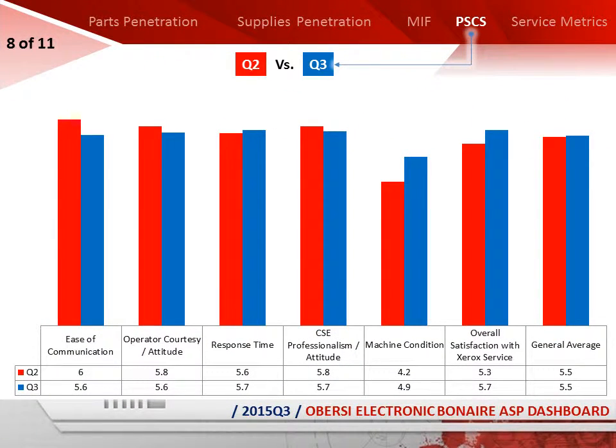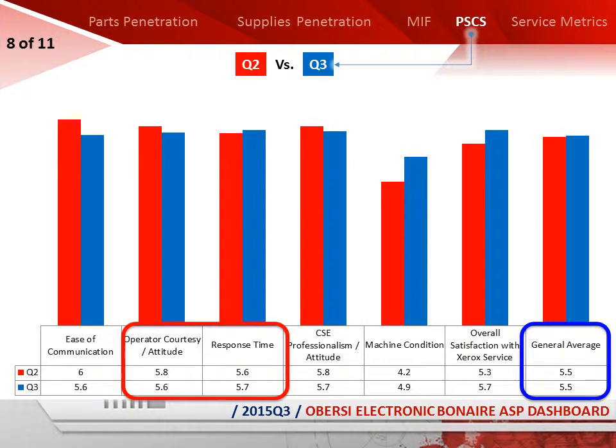On this graphic, we can identify the changes between Q2 and Q3 in each category of client satisfaction. As an average, both Q2 and Q3 have the same result, 5.5 out of 6. We need to investigate what happened in the categories ease of communication and operator courtesy, which are the two areas where we see a more significant decrease in satisfaction.